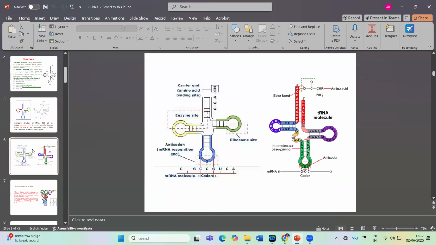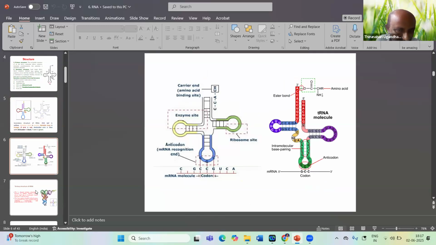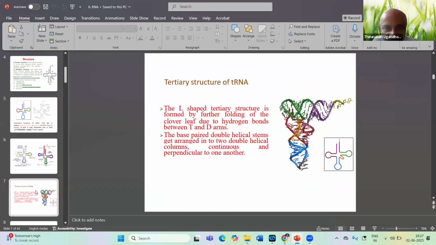Then tRNA is differentiated from mRNA. But this is also the tertiary structure. For RNA, there are 3 types of structure: primary, secondary and tertiary, which can be classified based on the structure and nucleotide chaining.